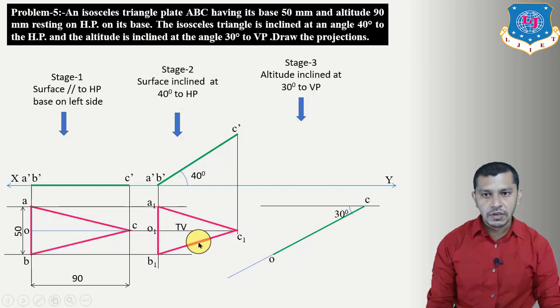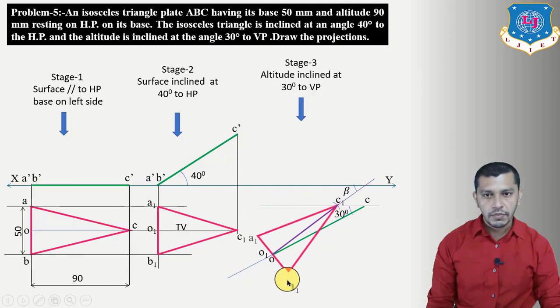Now measure O1 C1. If you want to find out the angle beta for O1 C1, measure O1 C1 on the rounder, take center at O and give an arc on locus of C. This will be our locus of C. Connect these lines. This is O1 C1. This will be our angle beta. Now copy this figure over here. So here we will get A1 B1, and here we will get C1. So this is the top view of the isosceles triangle, plan of the altitude inclined at an angle of beta.